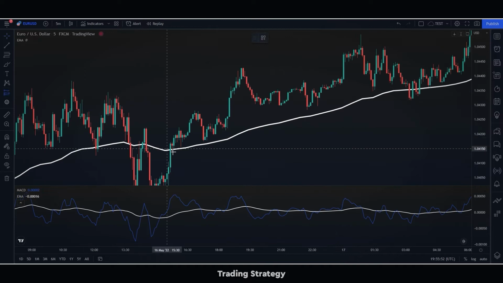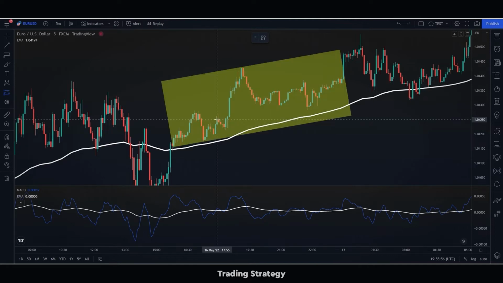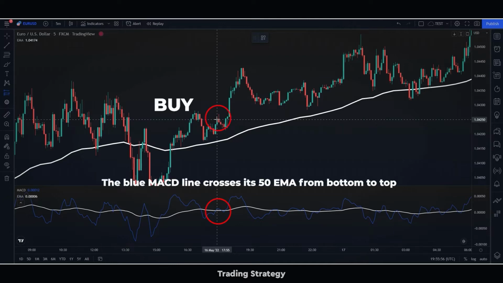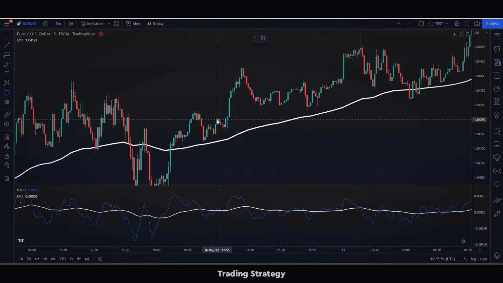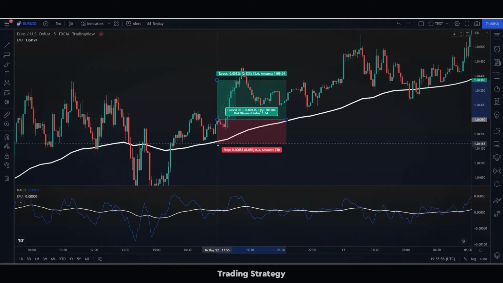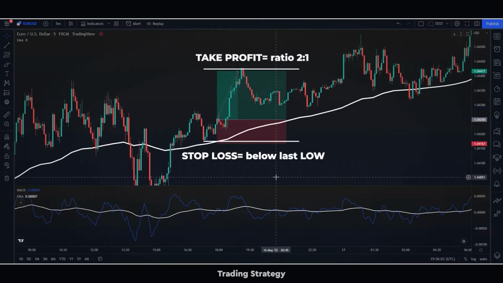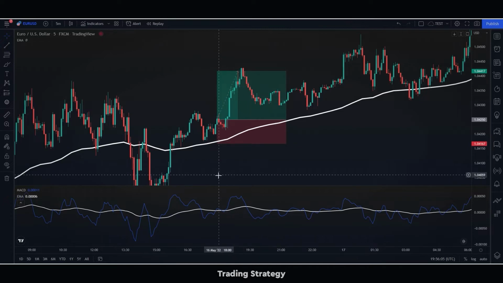Let's look at an example of when to buy. We will execute a buy trade when the price is above the EMA and also the blue MACD line crosses its 50 EMA from bottom to top. We will put our stop loss below the last low and our take profit in a risk-benefit ratio of 2 to 1. That is, we risk 1 to try to get 2.